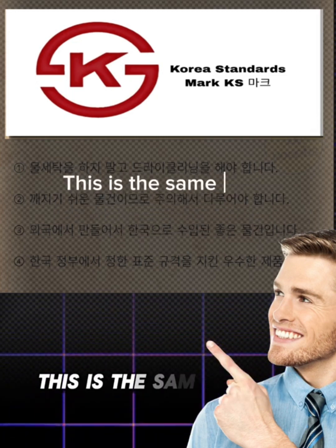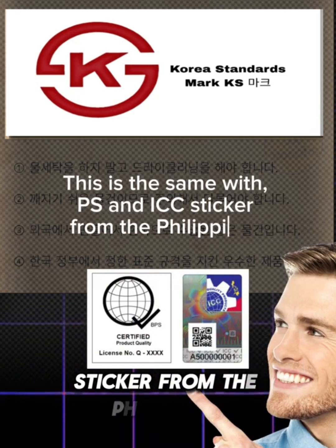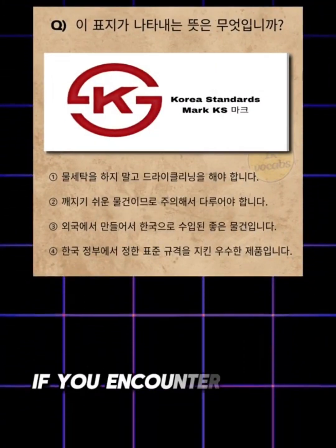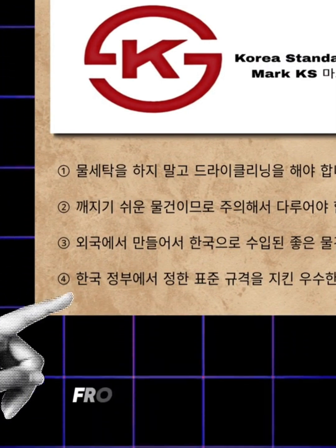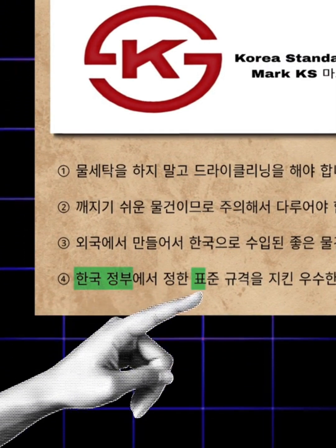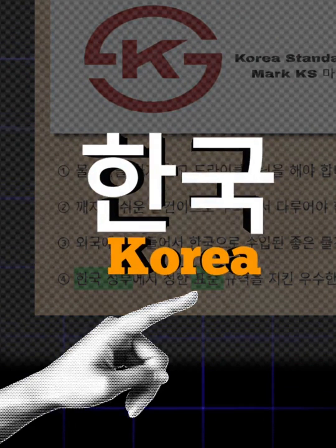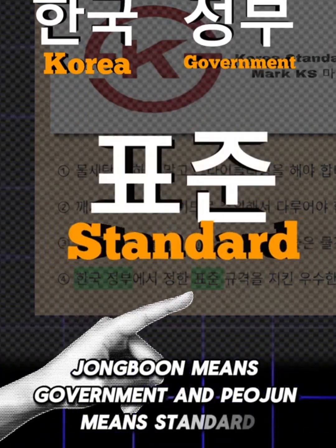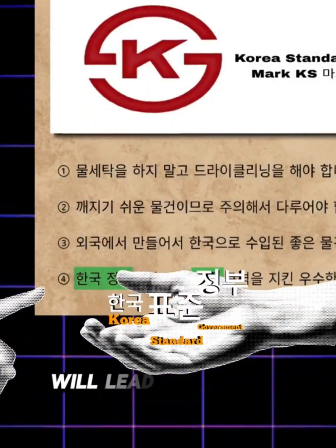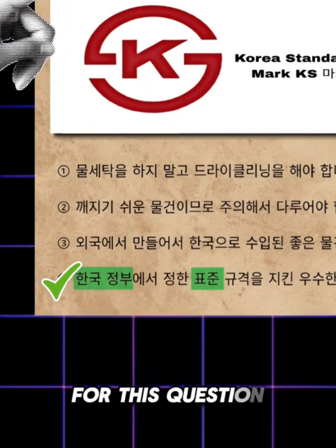This is the same as the PS and ICC sticker from the Philippines. If you encounter this in your exam, the only thing you need to do is to find these words from the choices. Hanguk means Korea, Jongbun means government, and Pyojun means standard. These 3 keywords will lead you to the correct answer for this question.